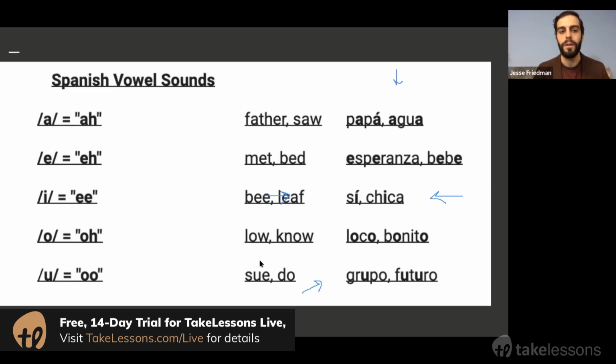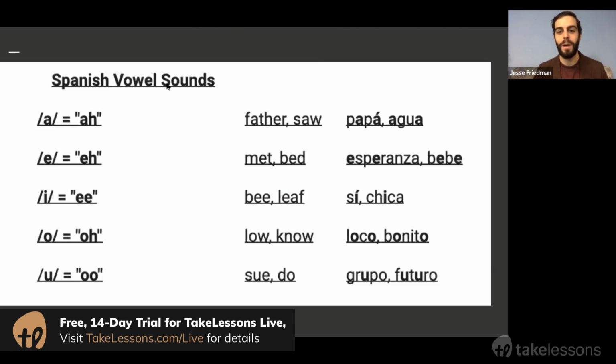For example, we said this before, and Dini gave a great example of singing father. Ah, in English, in American English at least, it's a little more sort of relaxed. Ah, in Spanish, it's ah, a little pure, a little more open mouth. In Spanish, we have these words here, papá and agua. Does anyone know what those mean?